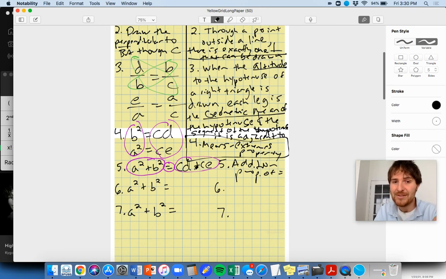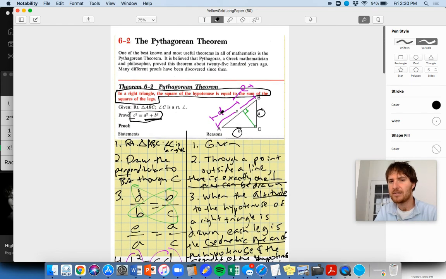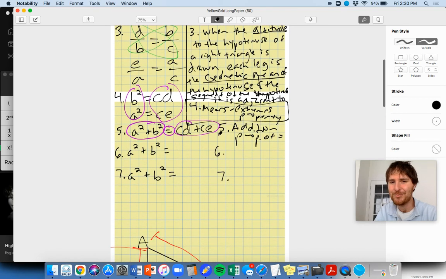Now, your first step on this one is to realize that C is multiplying D. C is also multiplying E. And interestingly enough, look, if we multiply C times D and C times E, it kind of is like multiplying C times C. But why? How can we prove it?